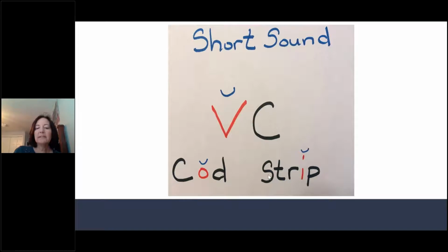This word is, sorry, the I is short because it's followed by the consonant. So we're going to say I, p. The word is strip.